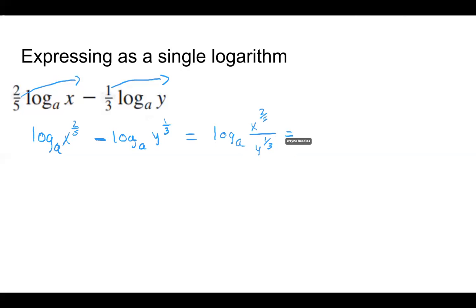So log base a of the 5th root of x to the 2nd all over the cube root of y. One of these two answers should work. And again, it just depends on how far they want you to go with it. So hopefully this helps.